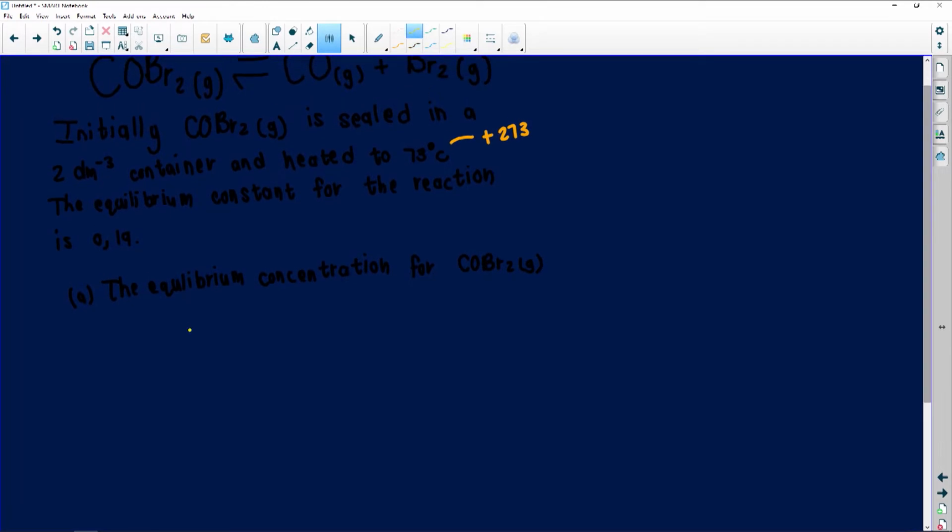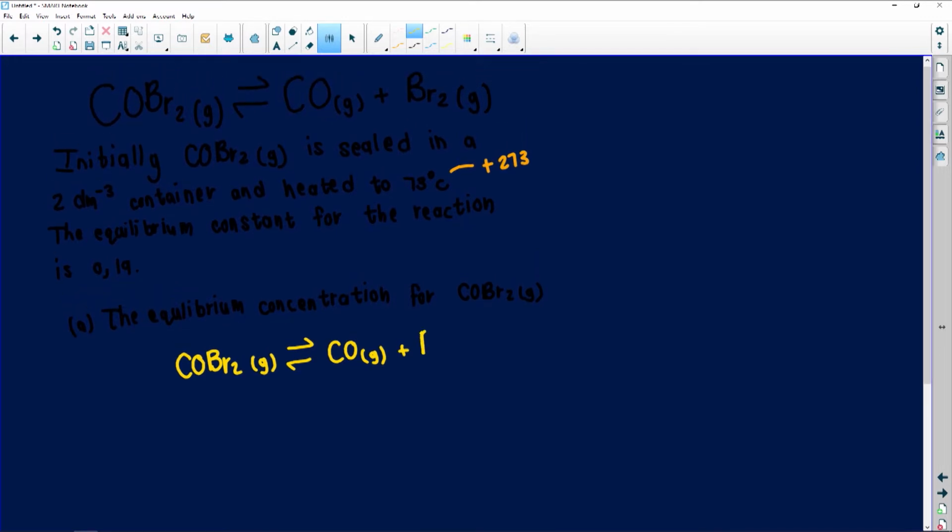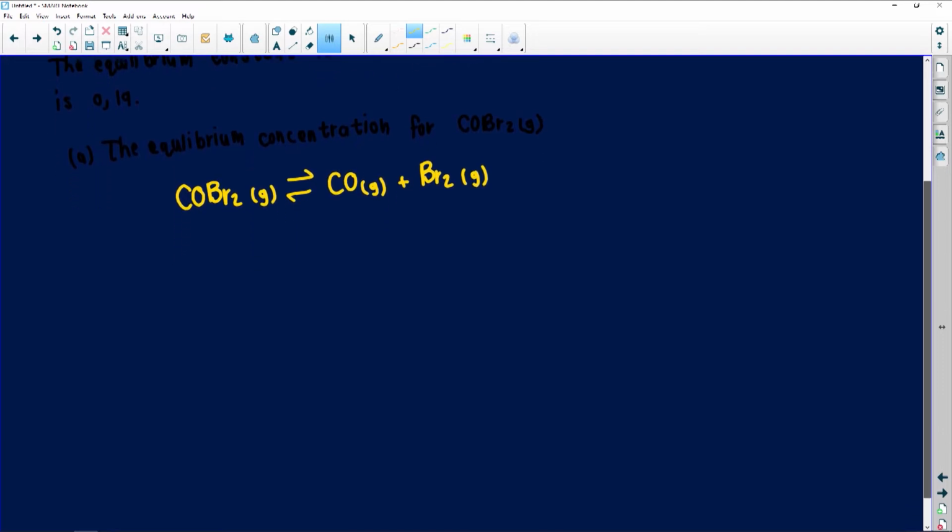So the equation that we have is COBr2 gas. It is in equilibrium. Remember, we spoke about this last week where we showed that these 2 lines show that things are in equilibrium. Gas plus, here I've got Br2 gas. Now, I'm going to show you one of my easiest methods of how to work with this. In most classrooms, some teachers use the start method, some teachers use the ICU method.